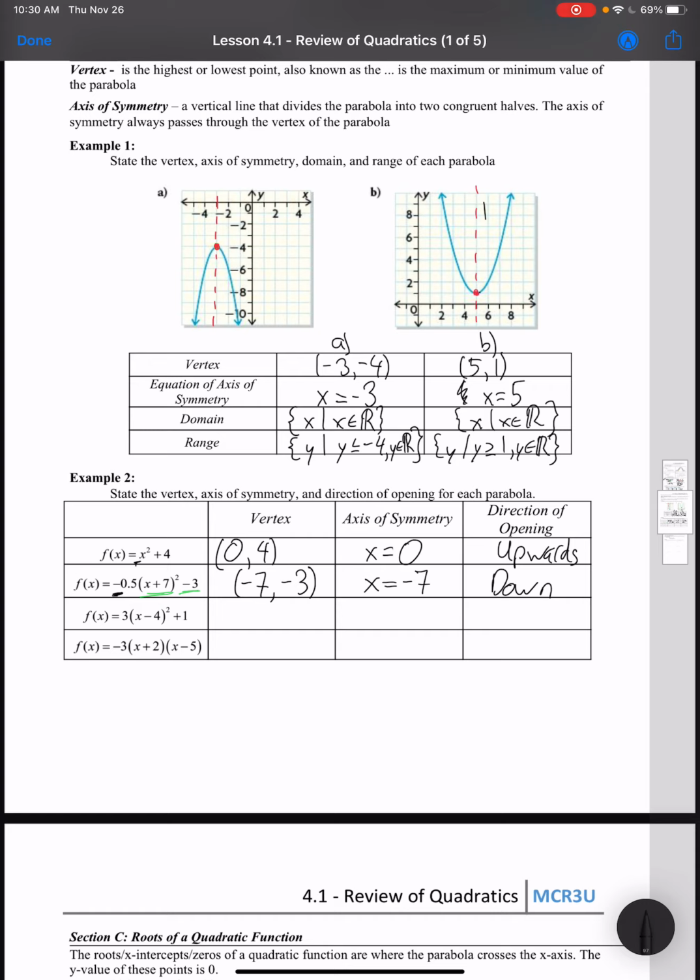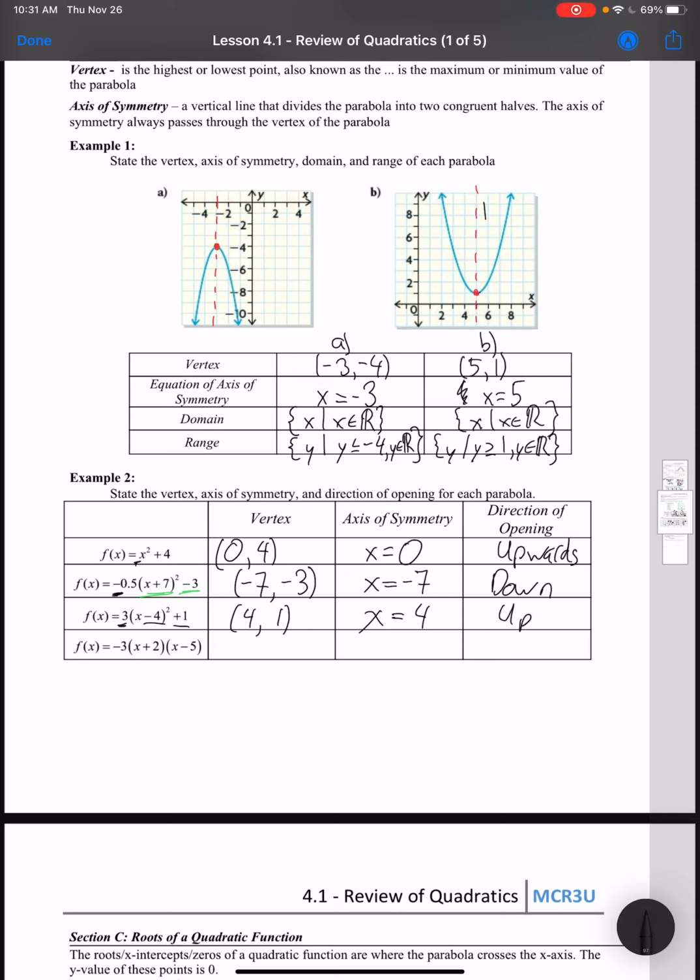All right, so again, let's go over this next one. So you have an x minus 4 squared and a +1. So remember to flip the sign of your x value, but maintain the sign of your y value. So (4, 1) is your vertex. So that means your axis of symmetry is equal to 4. And the opening, what do we have in front? 3 is a positive number, so it's going to open upwards.